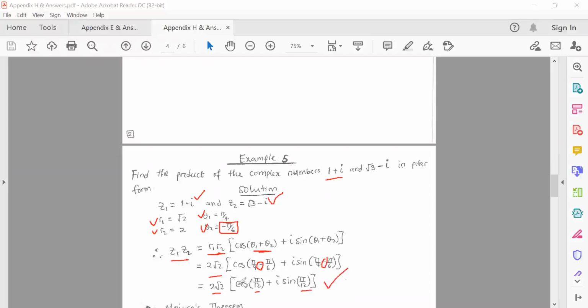Leave it in polar form. Don't try to punch this in a calculator and give me some decimal answer. If you do that, I'll assume that you cheated. Calculators are not allowed. All right.